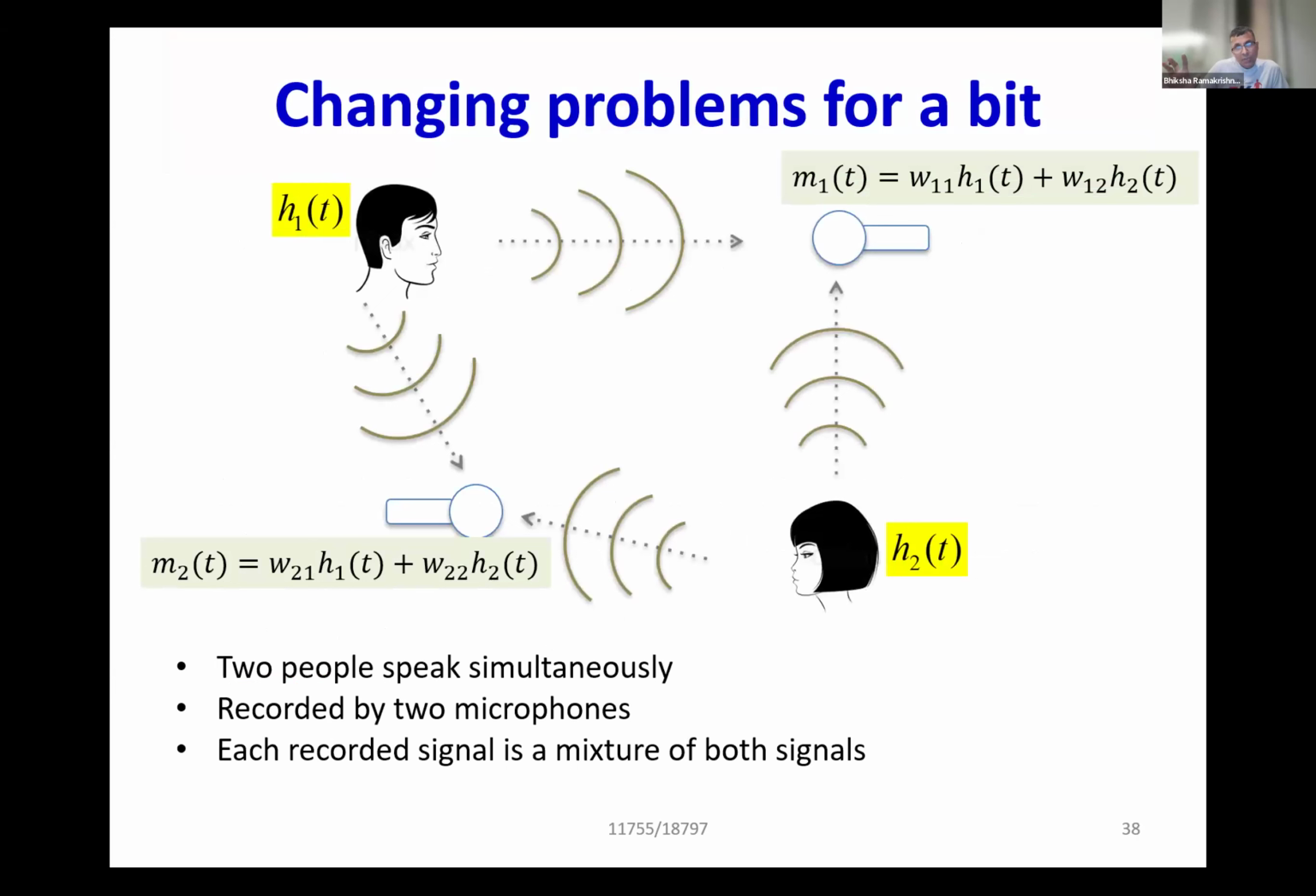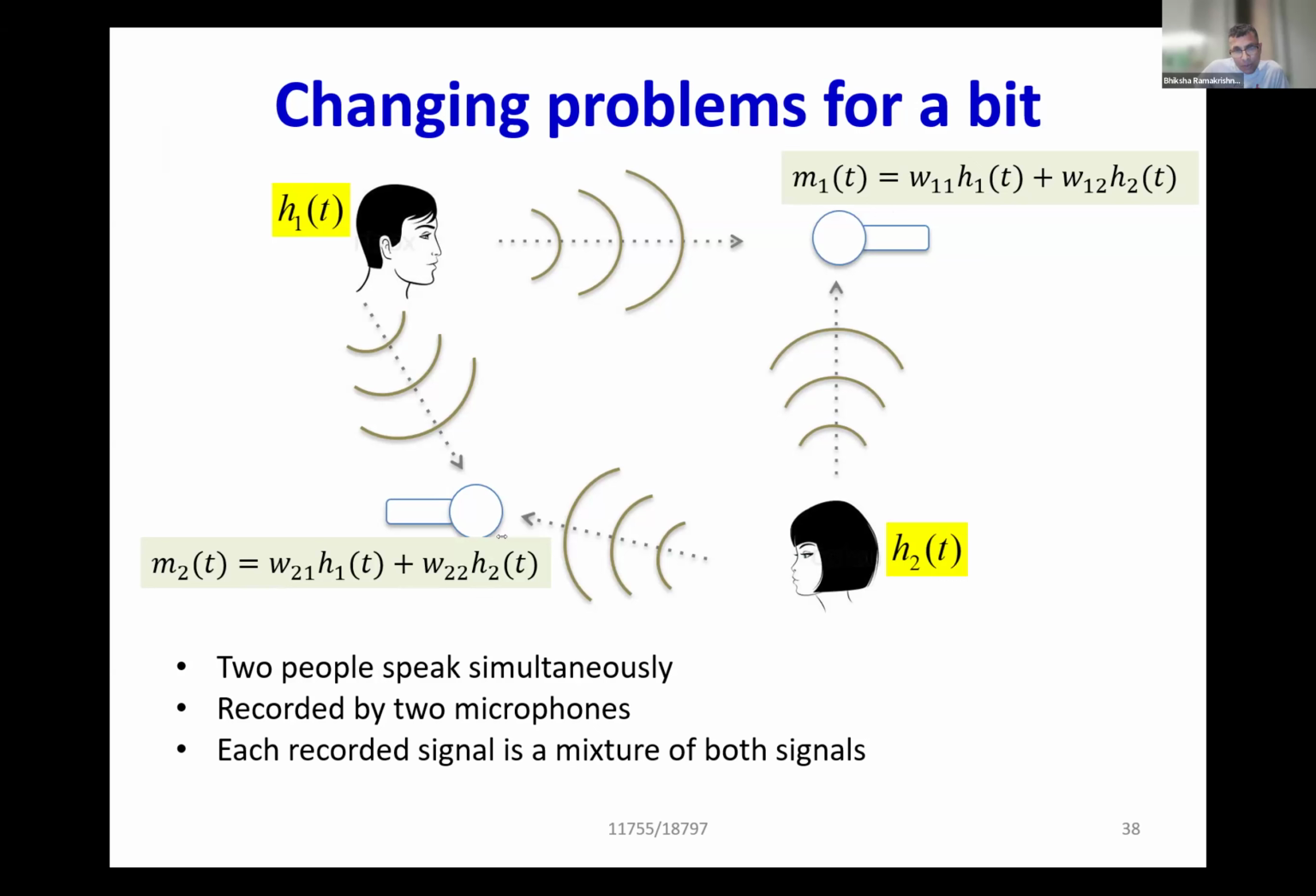So I'm going to change the problem setting for a bit because we're talking about ICA, because this is the common setting in which ICA is discussed. Let's say I have 2 people speaking, speaker 1 and speaker 2, H1 and H2. I'm capturing the data using 2 different microphones.